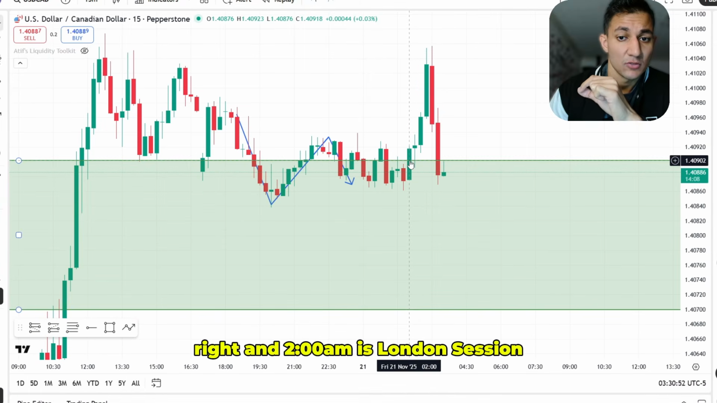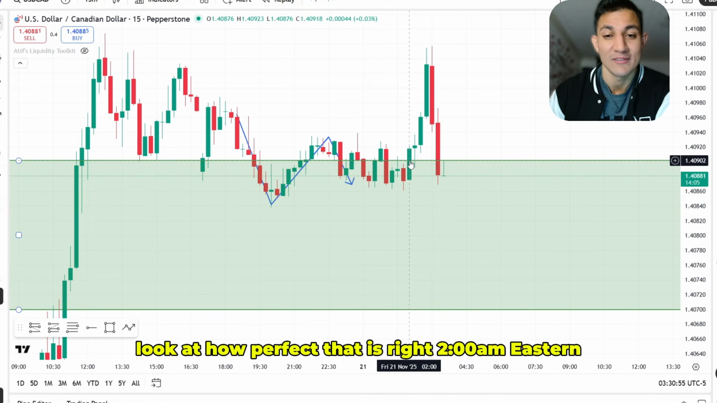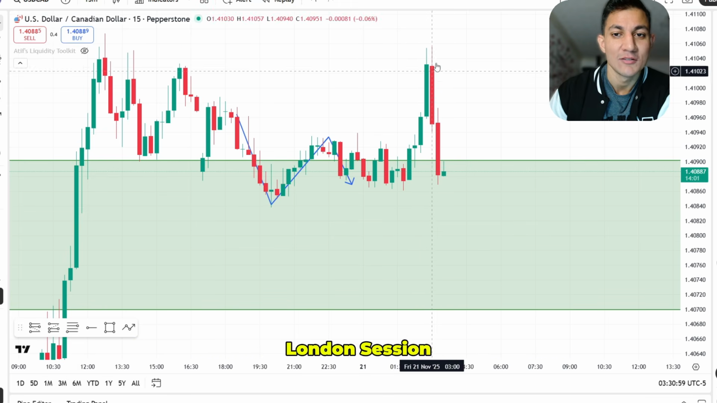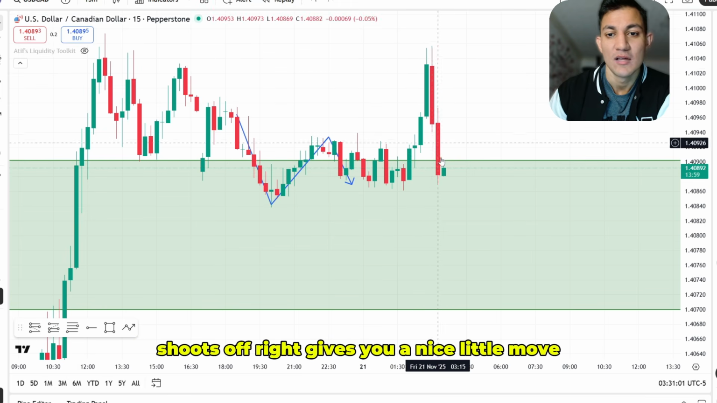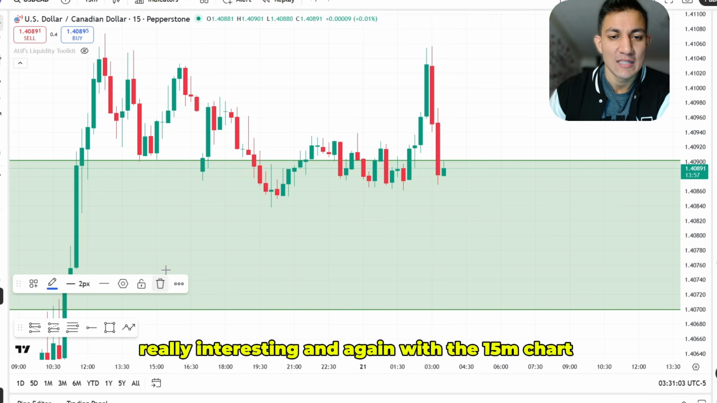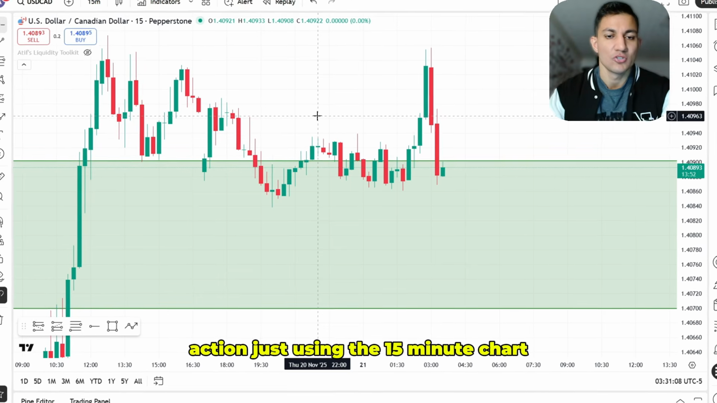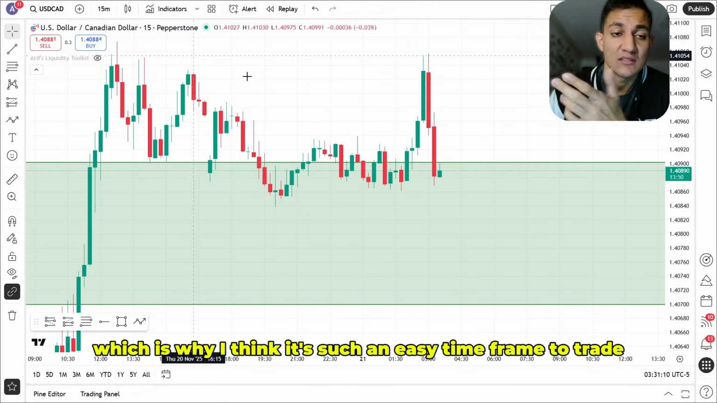Now I'll explain more why it consolidates. The real reason why it consolidates for a bit is just because this is end of Asia and then beginning of London, right? And 2 a.m. is London session. Look at how perfect that is, right? 2 a.m. Eastern is right here. Look at the bottom of the chart. Instantly London session shoots off, right? Gives you a nice little move. And then starts to reverse. So really interesting. And again, with the 15-minute chart, you can just see the whole day's price action, which is why I think it's such an easy time frame to trade.